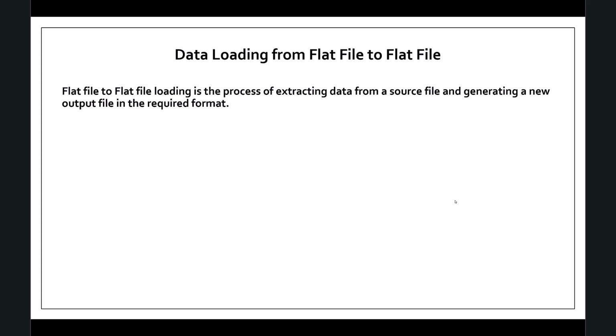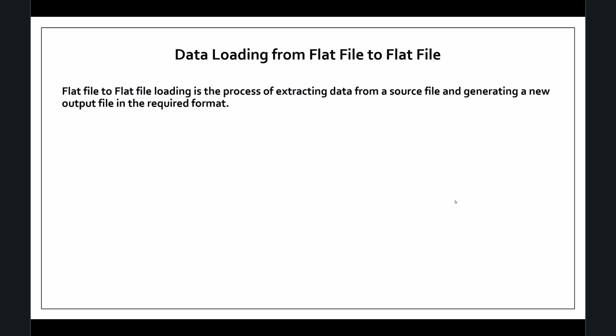Everyone, and welcome back. In this lecture I will show you how to load data from one flat file to another flat file. Data loading from one flat file to another is a process of extracting data from one source file and generating a new output file in the required format. Let's assume your source file data exists in .csv. If you want to load that data into a .txt file, that is nothing but data loading from one flat file to another flat file.